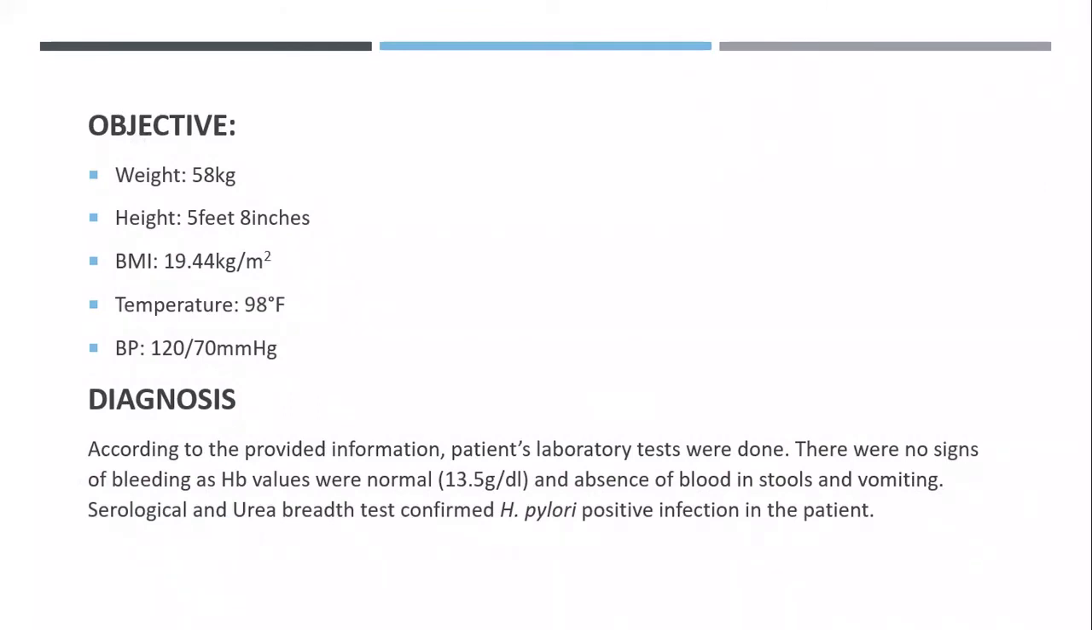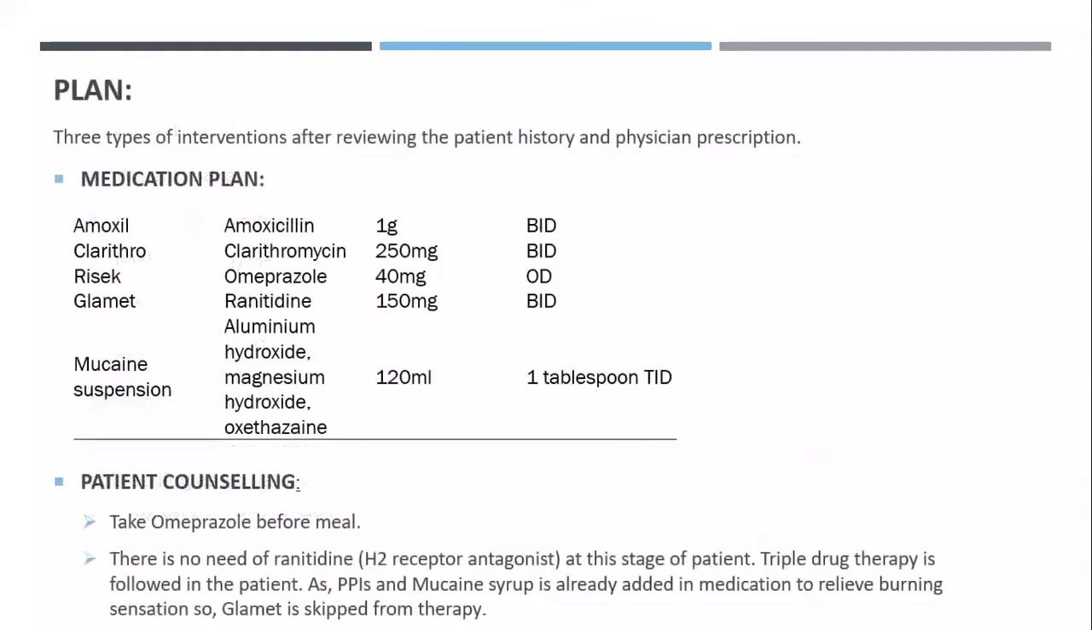Diagnosis: according to the provided information, the patient's lab tests were done. There were no signs of bleeding as Hb values were normal, which is 13.5 gram per dl, and absence of blood in stool and vomiting. Serological and urea breath tests confirm H. pylori positive infection in the patient. The plan is three types of intervention after reviewing the patient history and physician prescription.